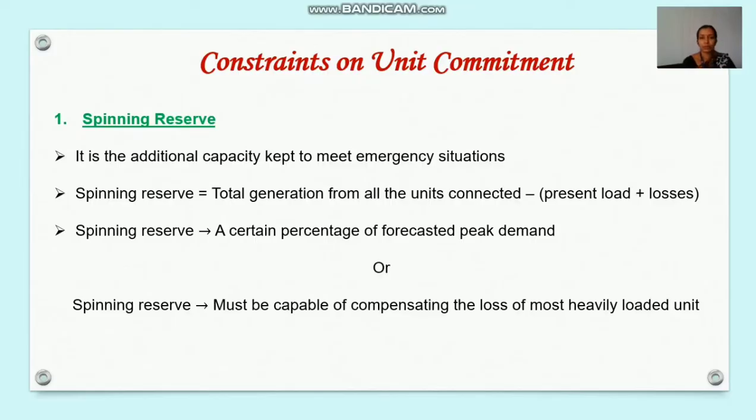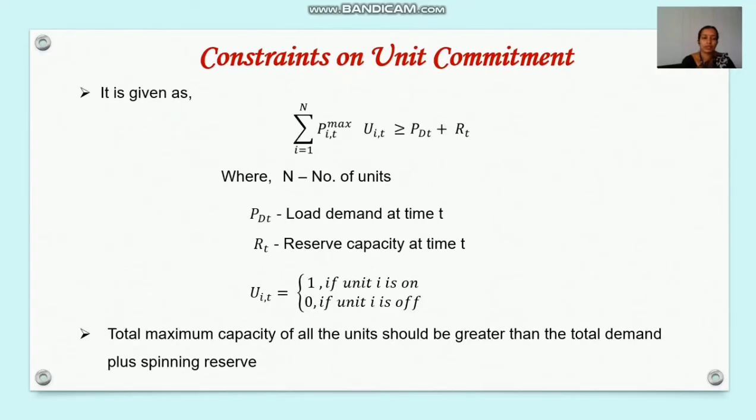Now we have to express the constraint. Constraint നമ്മൾ നേരത്തെ പറഞ്ഞായിരുന്നല്ലോ, either it is expressed as an equality constraint or inequality constraint. So we have to mathematically represent the constraint. So let us see how it is done. The spinning reserve constraint is given like this: summation i equal to 1 to n, PiT max into UiT greater than or equal to PDT plus RT.